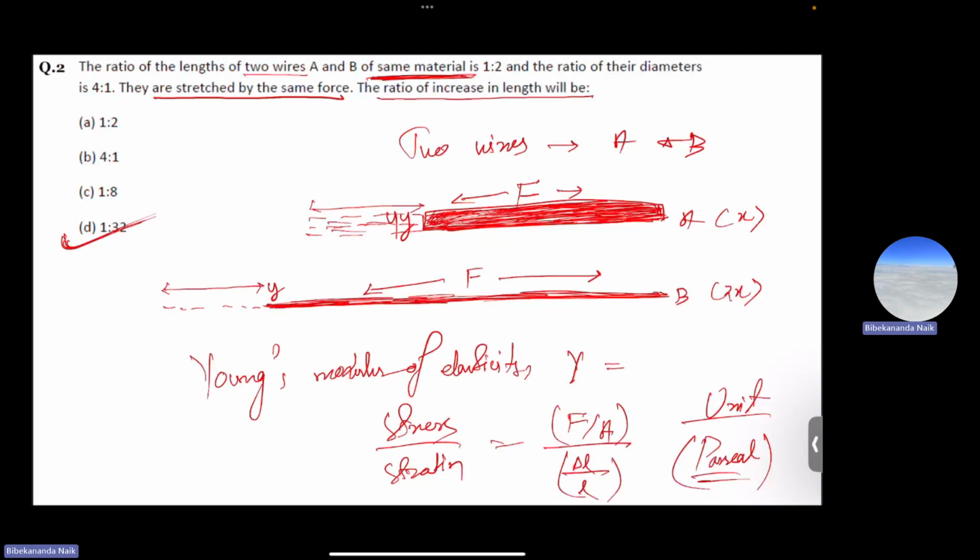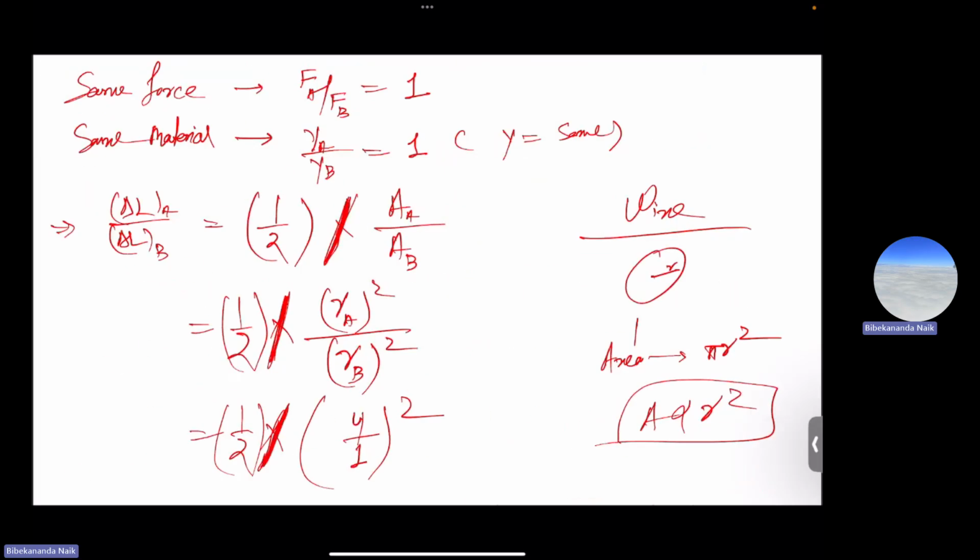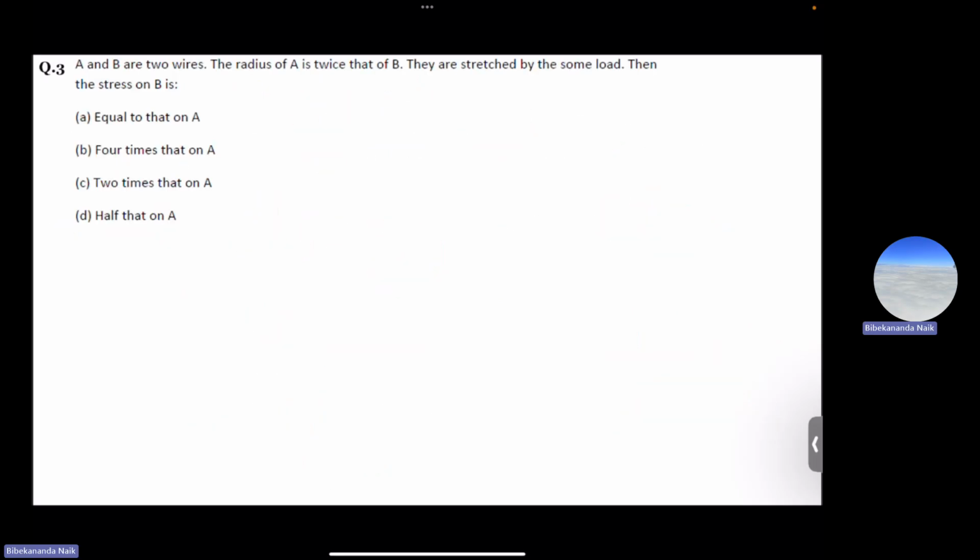So here, since the material is same, the Young's modulus of elasticity will remain same, and the force applied is also same. So the change will depend upon the ratio of their length and ratio of the radius. The dependence of area on the radius is r square. Since A, the area, was in the denominator, it will be 1 by 2 divided by 4 square. So 1 by 2 into 1 by 16, it will be 1 by 32. I hope this is clear to everyone.